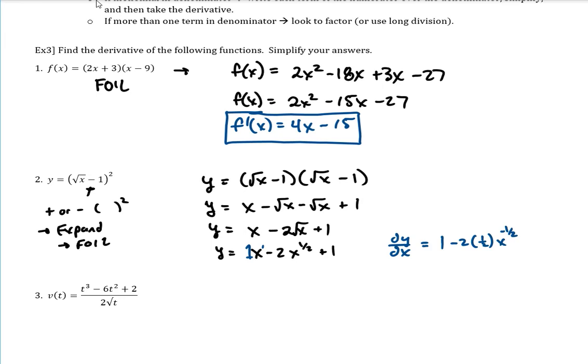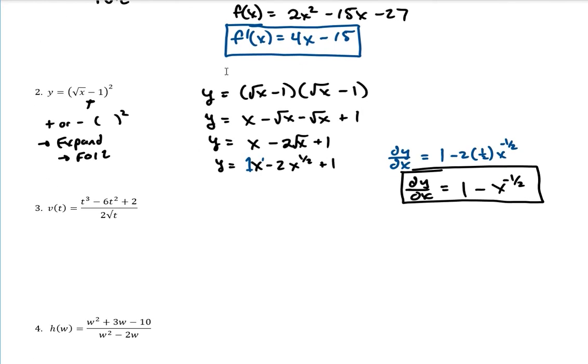And then the derivative of the constant, the plus 1, is 0. Okay, so this is the derivative. And then our final step is to just simplify what we can. So we have dy dx is 1. The 2 and the 1/2 would cancel, so it's just minus x to the negative 1/2. There we go. Okay, and that's it. And if they said to change it back into a square root, we could. I'm going to leave it as is, though, for this problem.